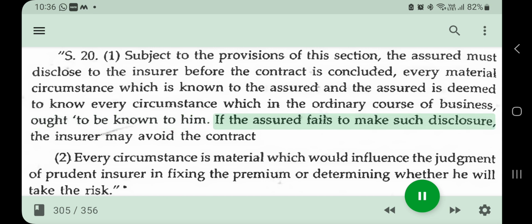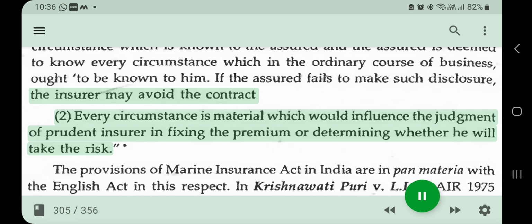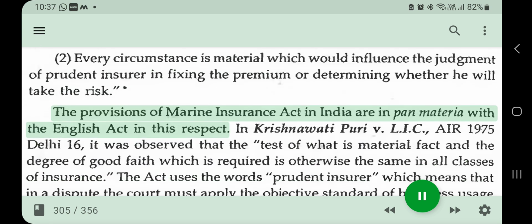If the assured fails to make such disclosure, the insurer may avoid the contract. 2. Every circumstance is material which would influence the judgment of a prudent insurer in fixing the premium or determining whether he will take the risk. The provisions of the Marine Insurance Act in India are in pari materia with the English Act in this respect.